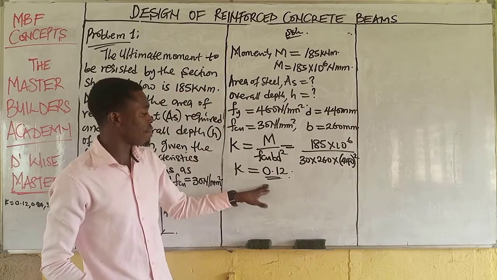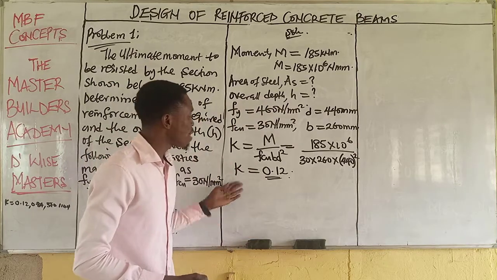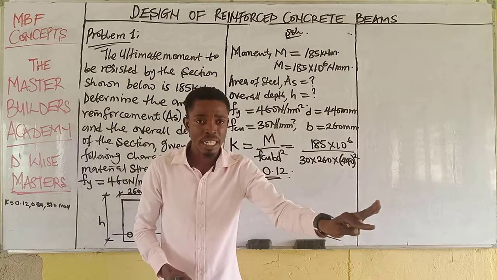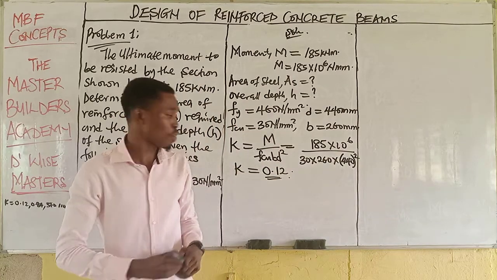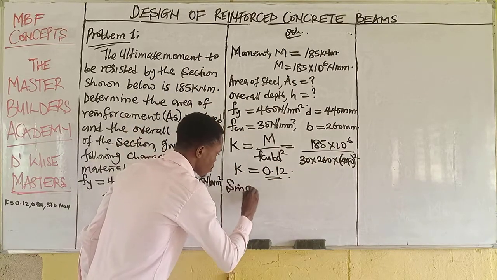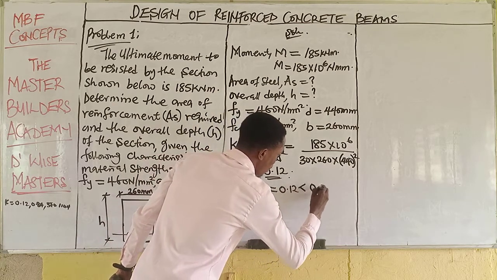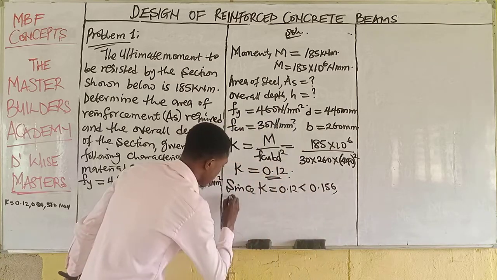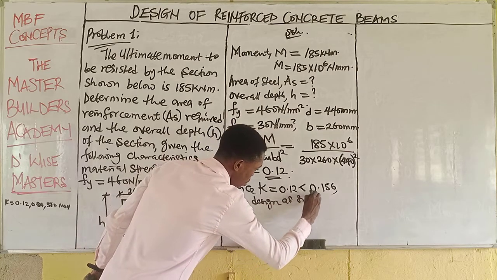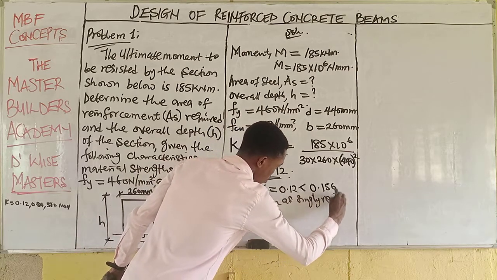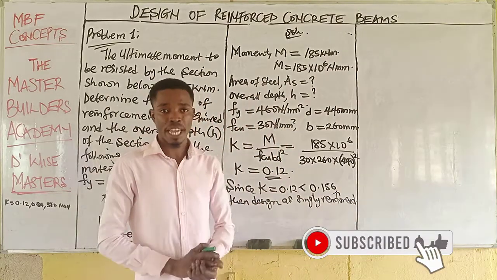Now, if this is what we have, this value is 0.12. And we said that anytime the value of K calculated from the design moment is less than 0.156, we should design as singly reinforced. Now, we have that since K equal to 0.12 is less than 0.156, then design as singly reinforced. So you see the condition now. You must ensure that you calculate out the value of K.